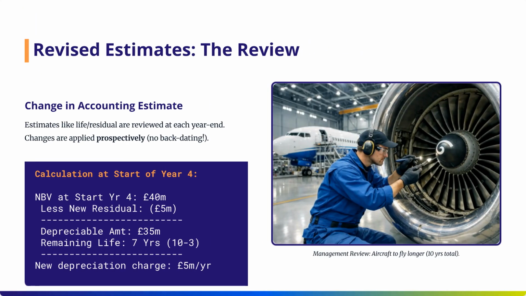Accounting estimates aren't set in stone. If management reviews the aircraft usage and decides it will fly for 10 years instead of 5, and can be sold for £5 million by the end of its useful life, then we apply the change in estimate prospectively from the start of year 4. So, with the remaining net book value of £40 million at the start of the year, and the new residual value of £5 million, the remaining £35 million is spread over the next 7 years of the remaining life. This adjustment lowers our annual depreciation charge to £5 million.